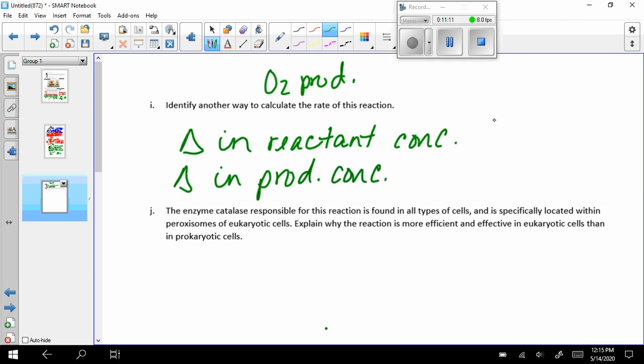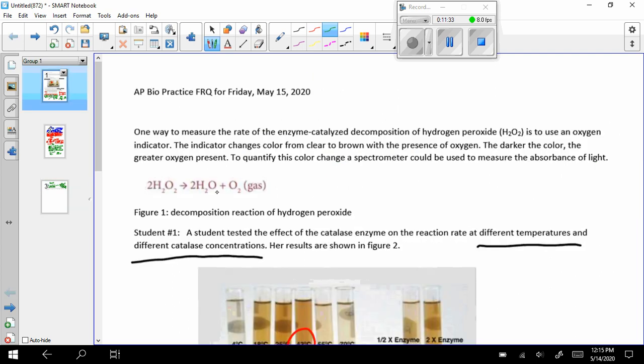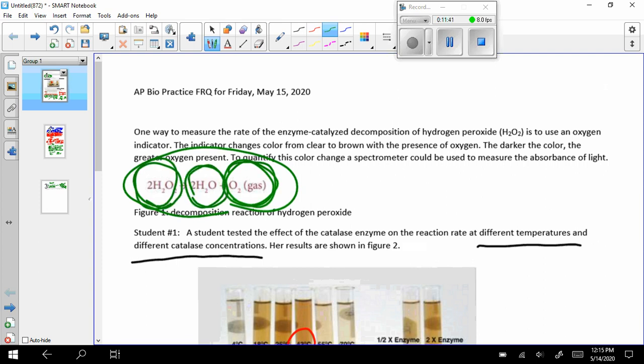So specifically, I could measure the H2O2 decomposed per minute. Or I could also measure the water produced per minute. If I go back to the original formula, here's my formula. We measure, or the students measured this, but you also could measure the disappearance of this or the appearance of water.